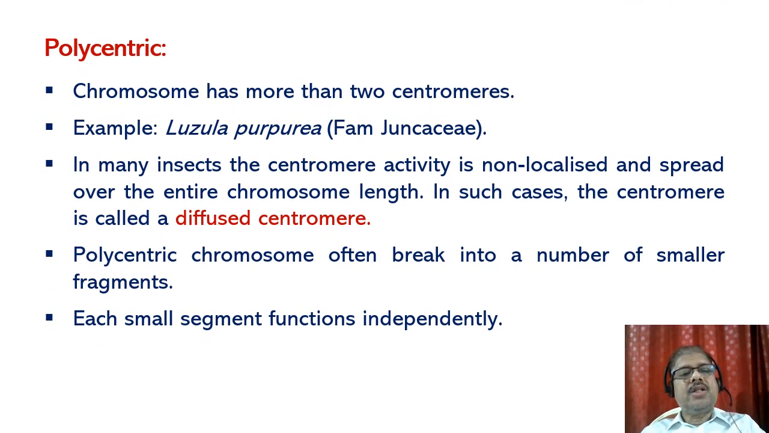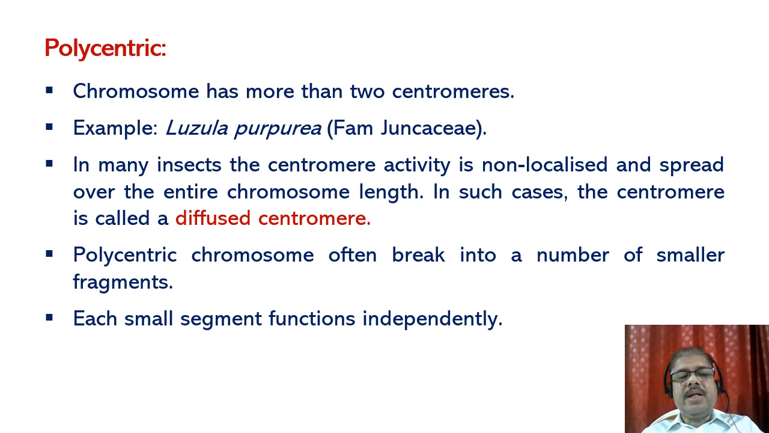Now, polycentric chromosomes. That means each chromosome has more than two centromeres, and these types of chromosomes are called polycentric. Polycentric chromosomes are found in plants, for example, in Luzula purpurea, which belongs to family Juncaceae.